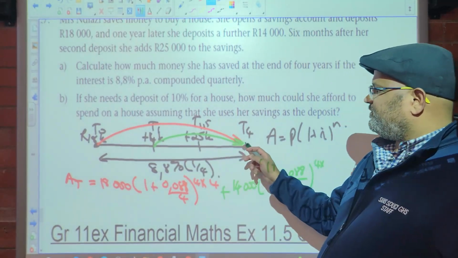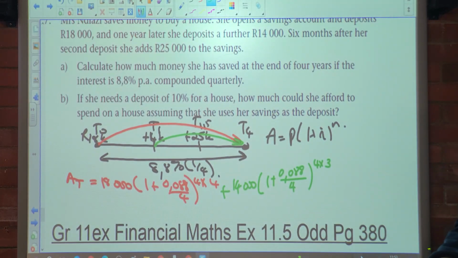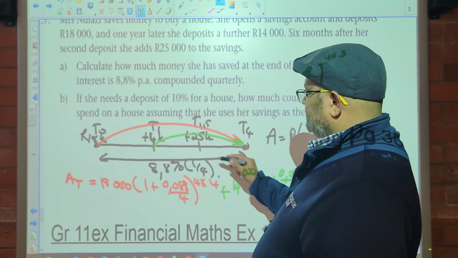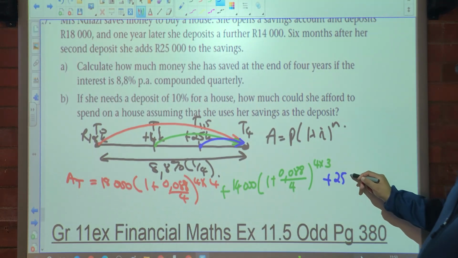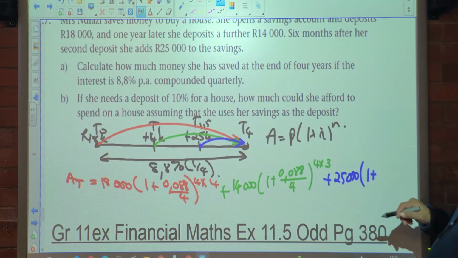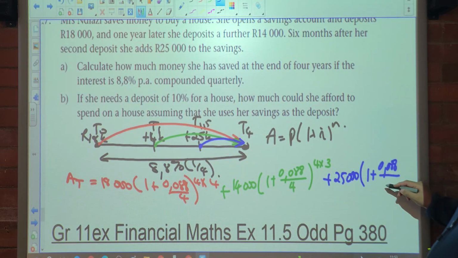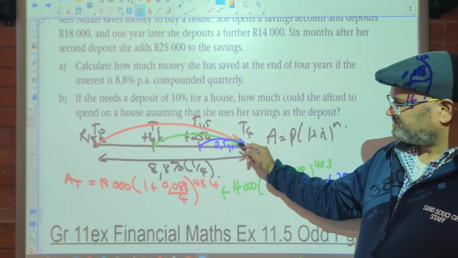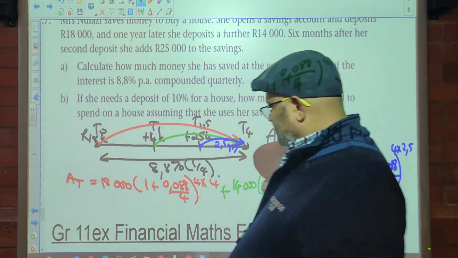From 1 to 4 is 3 years, not so? Did I make a mistake here? No, okay. Then 25,000 to the end. So it's plus 25,000 Rand into 1 plus 0.088 over 4 to the exponent 4 times. There's going to be 2.5 years. Okay? So it's 2.5.